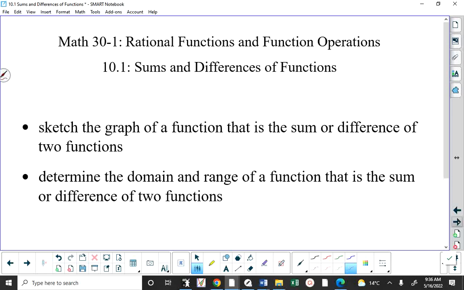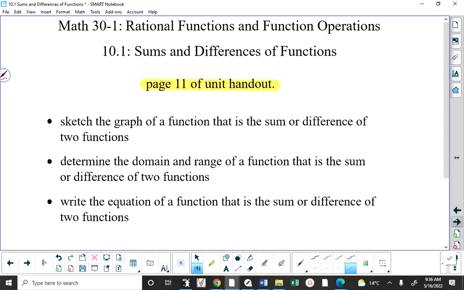The answer is clearly no. When you find a difference, does it matter the order in which you subtract the items? Absolutely. Of course it does. Because 10 minus 3 is 7, but 3 minus 10 is not 7, it's -7. So we start off with some, and write equations of functions that are sums and differences.